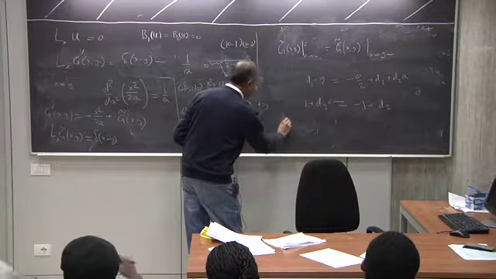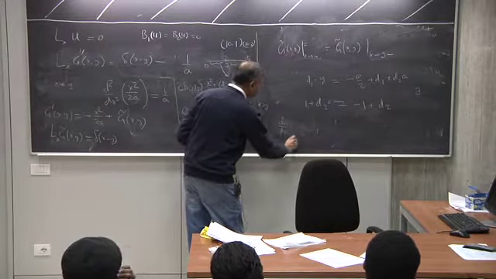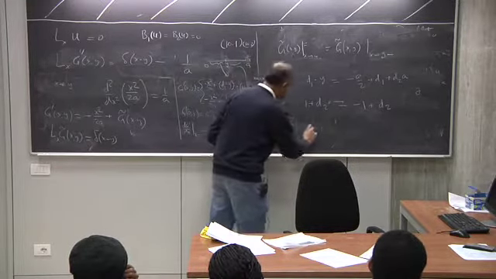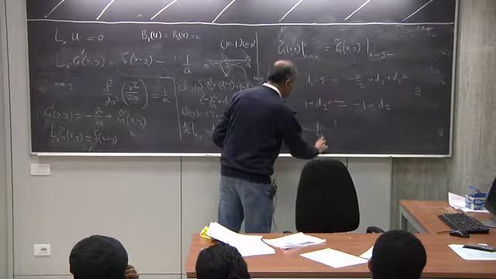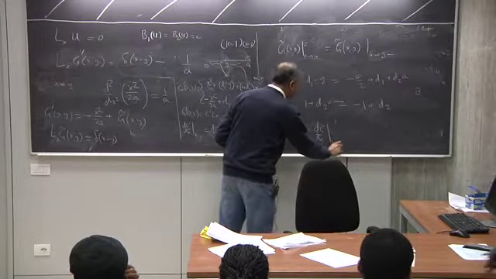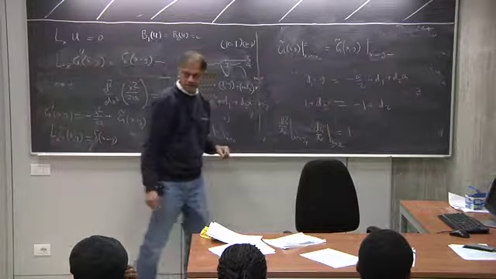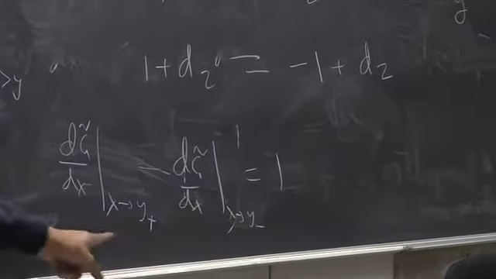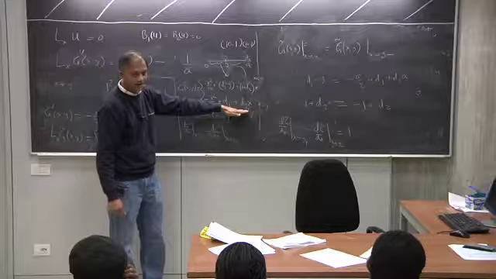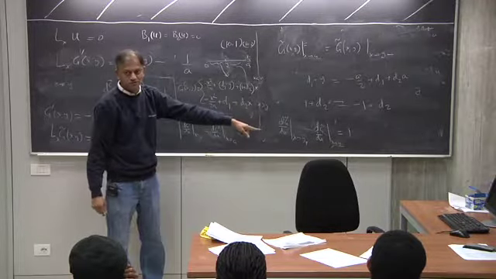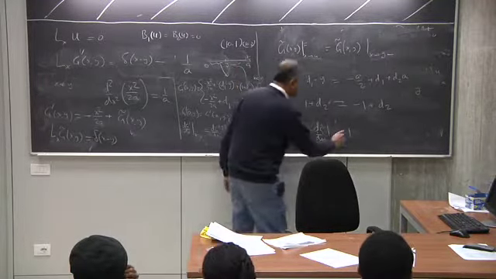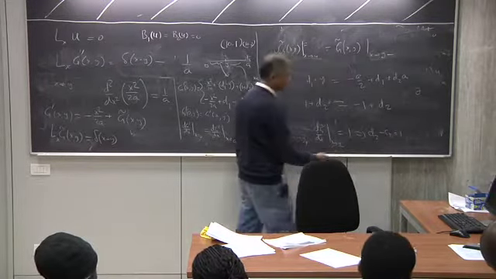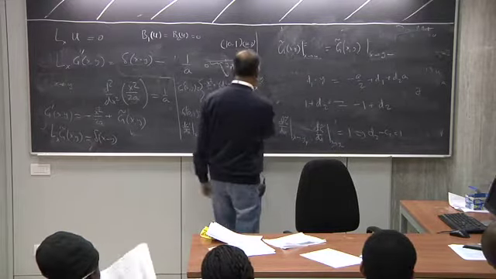The equation was dG tilde over dx as x goes to y plus, minus dG tilde over dx as x goes to y minus, was equal to 1. So that would say this is d2 minus c2. I wrote it as c2 minus d2 because in the y plus region it's the second part of the solution. So you get d2 minus c2 equal to 1. So c2 is d2 minus 1, right? So this is d2 minus 1 actually.